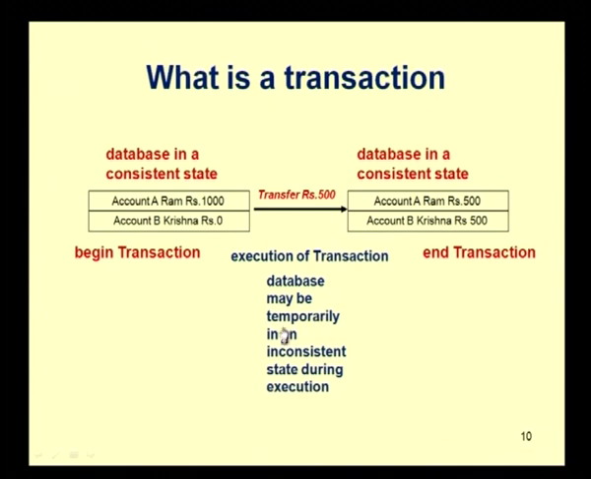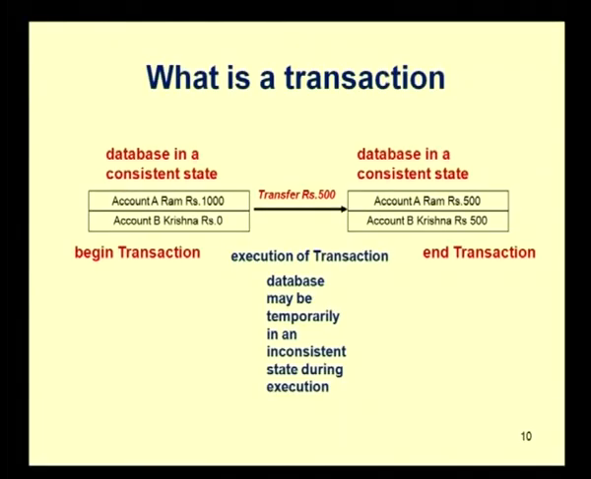So, the database may be temporarily in an inconsistent state during the execution. I will tell you what happens. One operation is reducing the amount available with Ram from 1000 to 500, but you have not yet changed Krishna's account B from 0 to 500. At that point, before you change Krishna's account, it is in an inconsistent state, because the database would have actually lost 500 rupees since the transaction has not completed. That is what is called an inconsistent state.